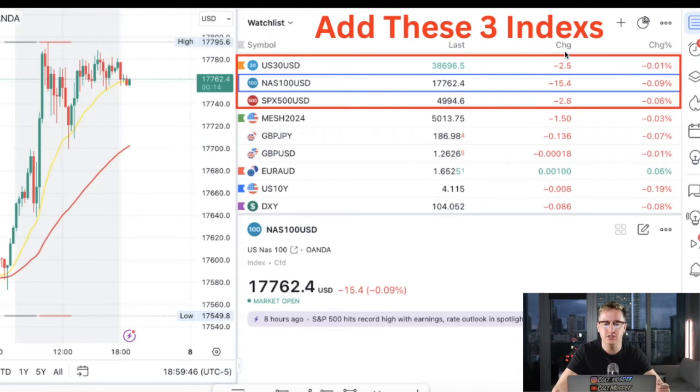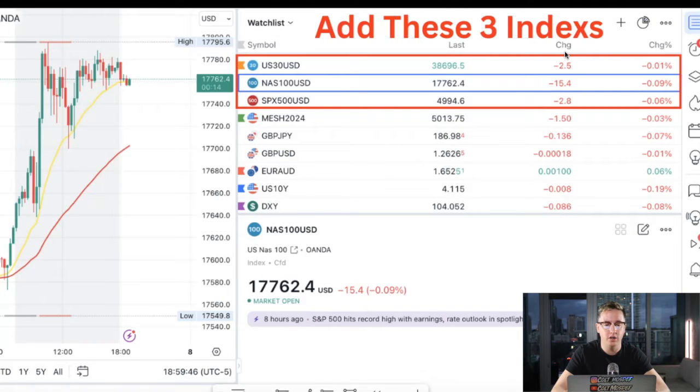Now the next thing that you guys want to do is add these three indexes. We are going to be focused on US30, that is the Dow Jones. Then we're also going to be focused on NAS100, the NASDAQ, and the SP500.